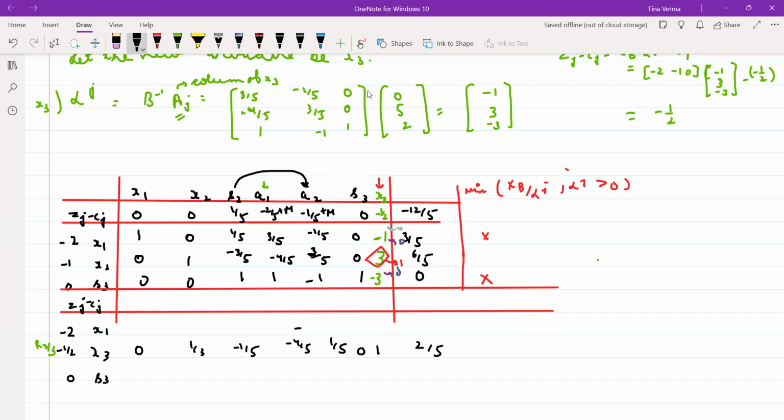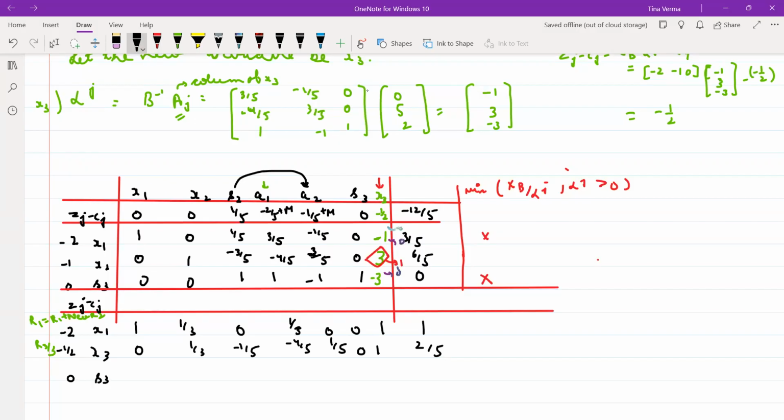And obviously you have to make this element 0. So you will apply your row transformation on R1, that will be R1 plus your R2. So these entries will become 1, 1 by 3, 0. This entry will become 1 by 3, and this entry will become 0, 0, 1. And this entry will become 1.